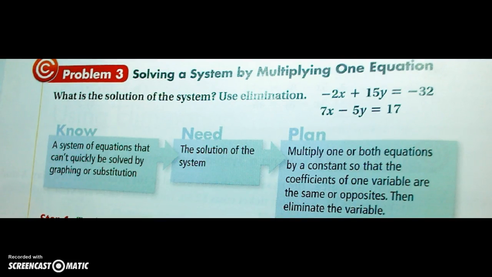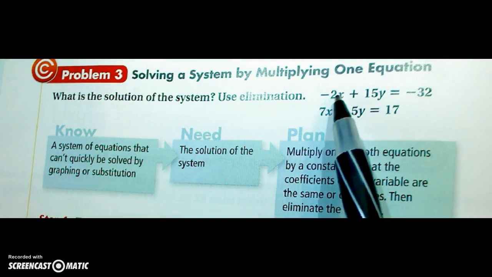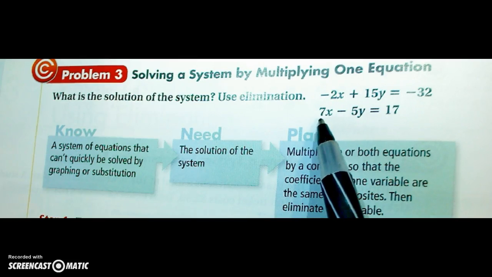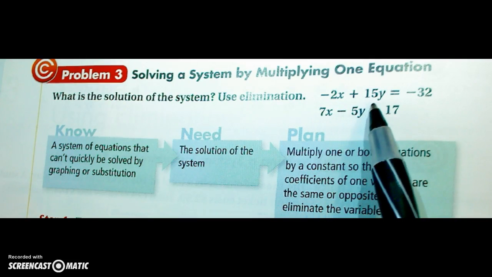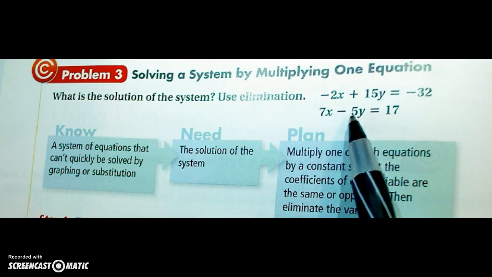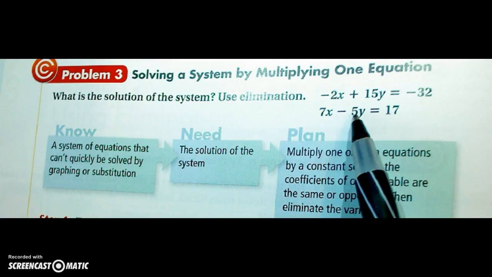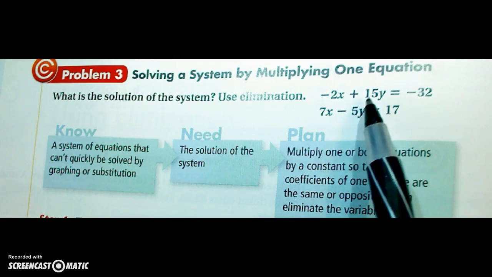In problem 3, solving a system by multiplying one equation. What is the solution of the system? Use elimination. If we look closely at the coefficients of x, we have a negative 2 and a 7. When we look here, we have a positive 15 and a negative 5. We know if we multiply this equation here by 3, this one eliminates. And that's our whole point, to eliminate one of the variables.